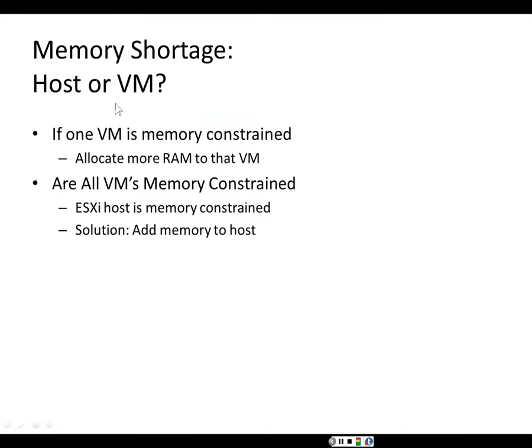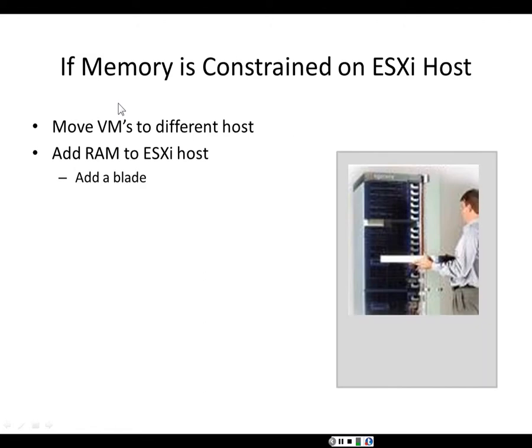Now, suppose that the entire ESXi host is short of memory. If the entire ESXi host is short on memory, well, then what you could do is either 1, move the virtual machines to a different host, or add more RAM to that ESXi host. And of course, the way you can do that is by adding another blade to the blade server.